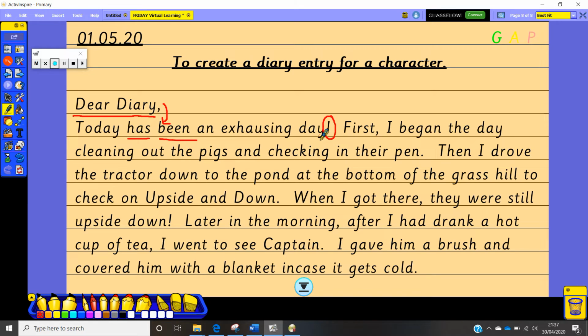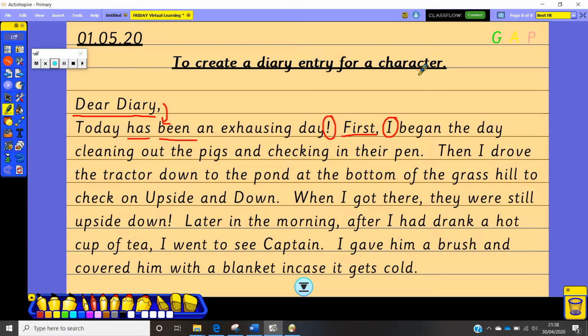It doesn't take much, you don't need to read very far, because our next writing feature is here. Who can tell somebody at home what type of writing feature that is? If you've told them that it is a sentence opener or a time word, absolutely awesome, well done, it is. So first, Farmer Rafferty began the day cleaning out the pigs, but we haven't written Farmer Rafferty because our next writing feature is we've used the word I, and that's because you are taking on the role of Farmer Rafferty. So you are writing the diary as though you are him.